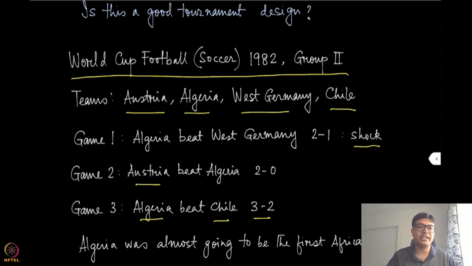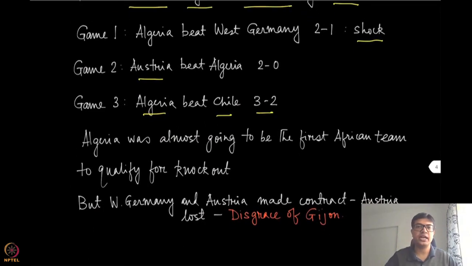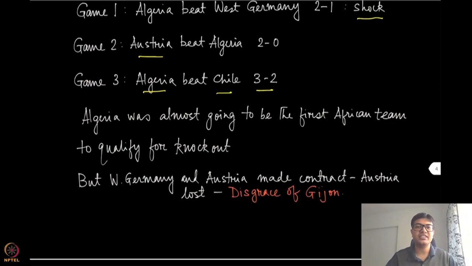Now all that depends on the last game between West Germany and Austria. The final game was between Austria and West Germany, and almost everybody assumed, because Austria is a much stronger team, West Germany had no chance to win against it. So if they draw, or even if they lose, Algeria is going to qualify. But that is where the whole game theoretic part started. Essentially West Germany and Austria made a pact for whatever reason.